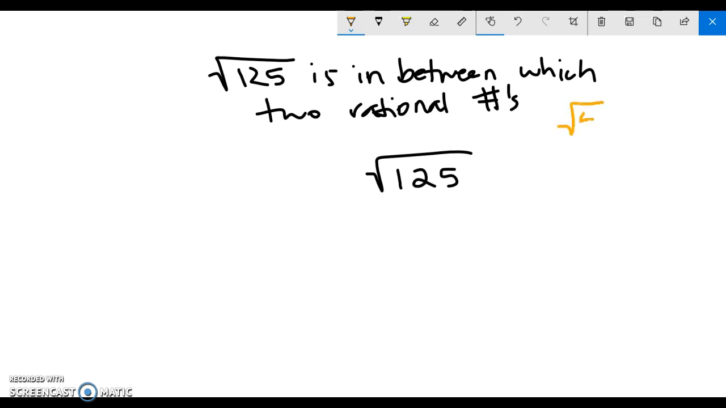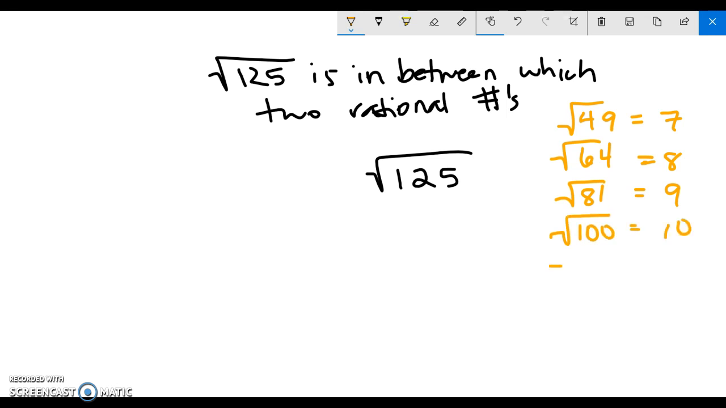The square root of 49 is 7, because 7 times 7 is 49. The square root of 64 is 8, because 8 times 8 is 64. The square root of 81 is 9, because 9 times 9 is 81. Square root of 100 is 10. Square root of 121 is 11. Square root of 144 is 12.